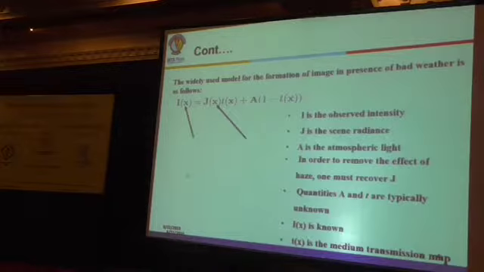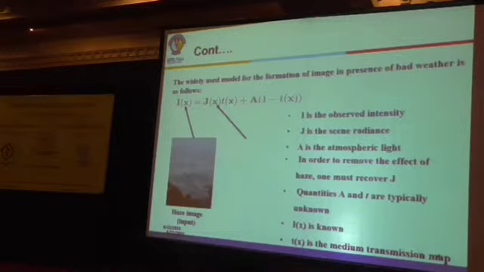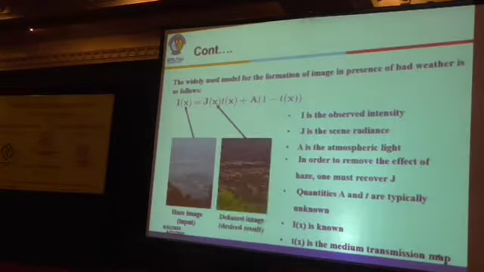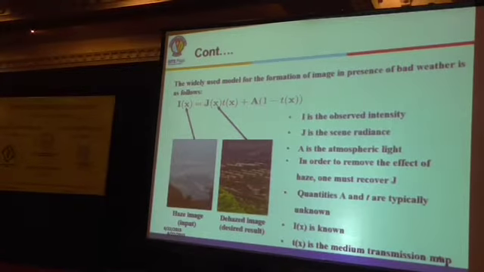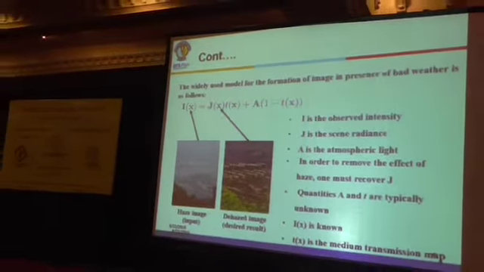Next, this is the mathematical formula which we will use for bad weather conditions. Here I of x is the observed intensity, so we have the haze or foggy image, and J of x is the output image, or we can say the dehazed or defogged image. Then we have two unknown parameters: A, the air light, and t of x. t of x relates to the distance between the camera and the object, and A is the air light, which I have already discussed in the previous slide. If we calculate t of x and A, then we can get our recovered scene radiance.